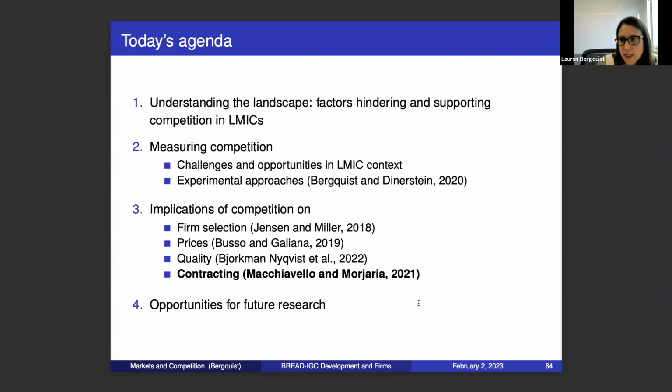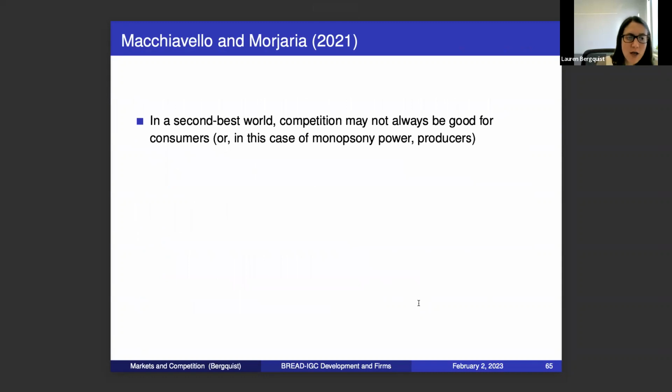The final thing I'll mention is the contracting piece, which I think Rocco already covered, so I won't cover it in great detail. I just want to say that competition is not always a good thing. There can be much more nuanced effects depending on the broader context in which it's operating. The overall punchline of this paper is that in a second best world, competition might not always be good for consumers. Or in their case, they're looking at monopsony power, so it might not always be good for producers.